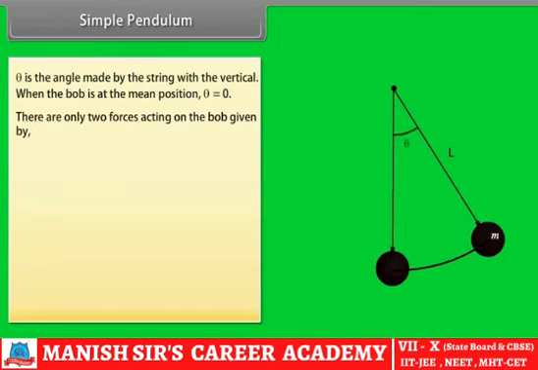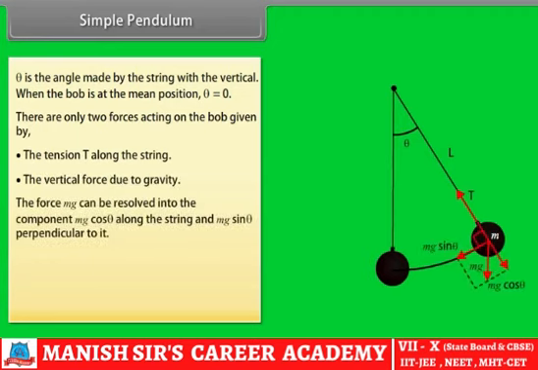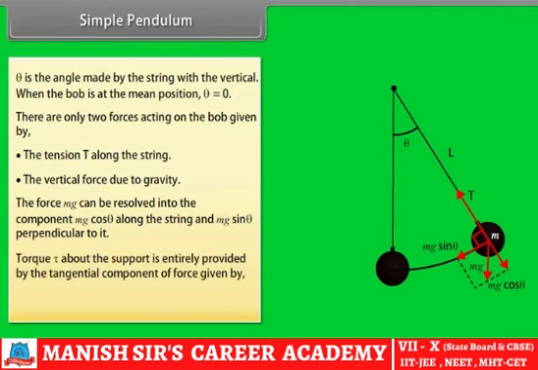There are only two forces acting on the bob: the tension T along the string, and the vertical force due to gravity. The force mg can be resolved into the component mg cos theta along the string and mg sin theta perpendicular to it. The torque about the support is entirely provided by the tangential component of force, given by tau is equal to minus L mg sin theta.